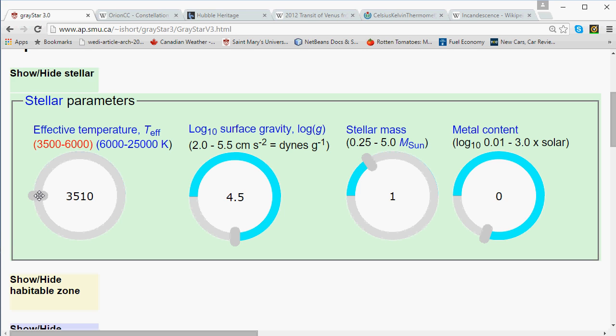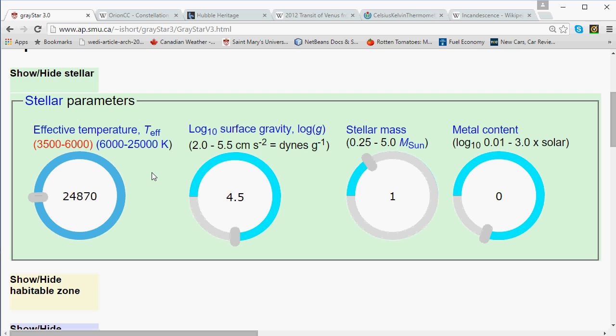Okay, let's grab a hold of this and now turn it the other way, clockwise, up as high as it will go. And the highest effective temperature that gray star 3 is going to accept is going to be 25,000 Kelvin. So 25,000 Kelvin is a pretty high temperature as far as most stars go. Now it's not the highest temperature. People have found stars with effective temperatures as high as 40,000 Kelvin or so. That's about as high as it goes.